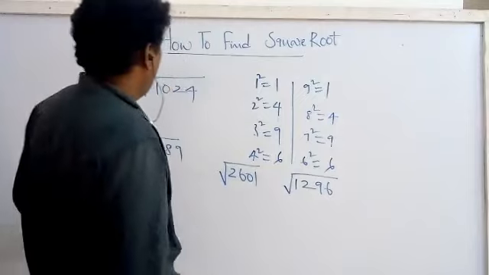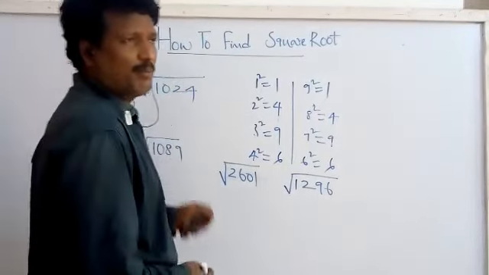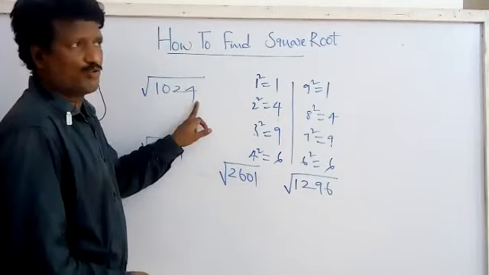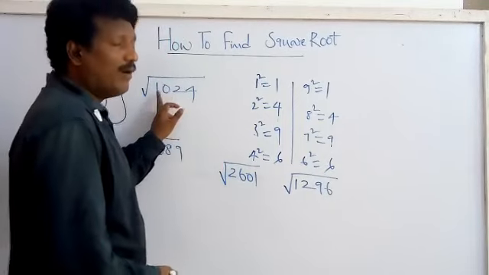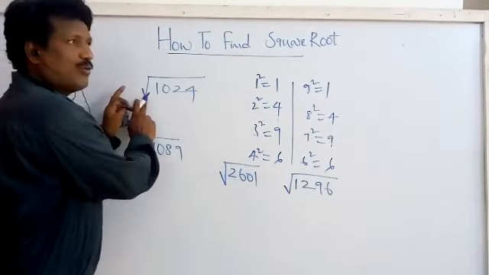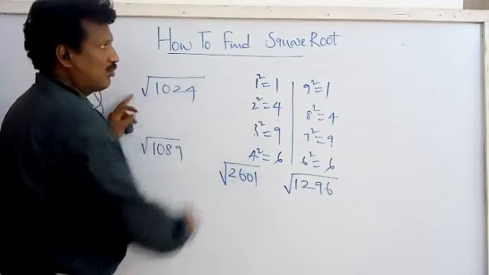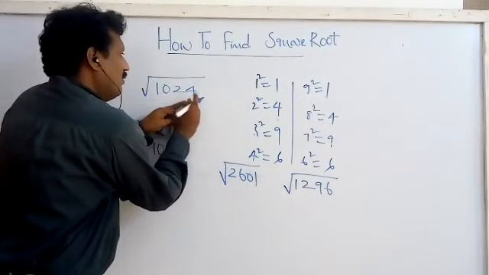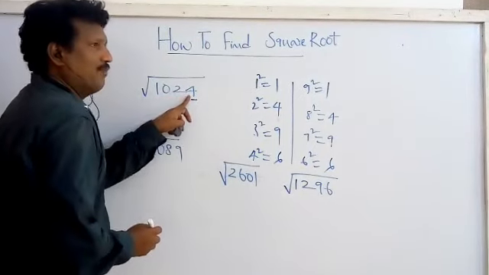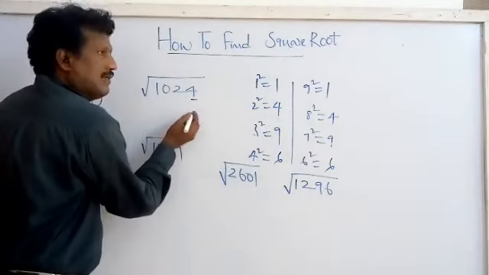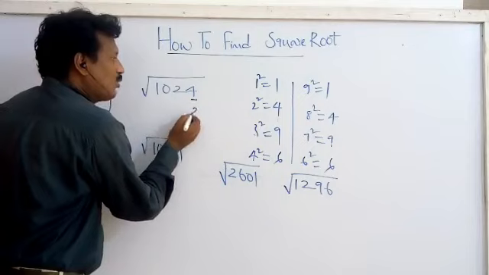How to find it if it has 4 digits? The process is one and the same, whether it is 3 digits, 4 digits, or 5 digits. Let us see, here the square root of 1024. First of all, we consider the unit place, which is 4. 2 square is 4 and 8 square is 64, so the answer must have either 2 or 8 in the unit place.